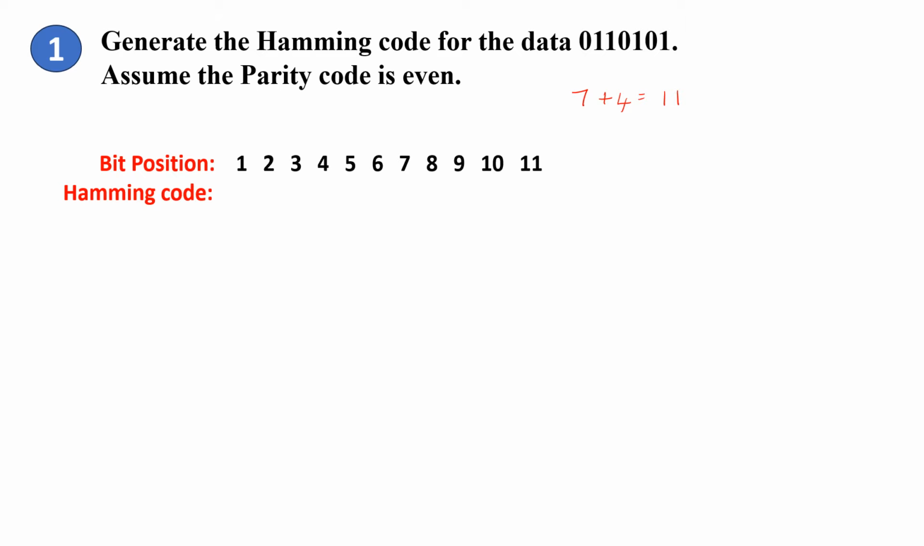Here we know the positions allotted for the parity, which I already explained in my previous video. The positions allotted for the parity are the first position P1, then the second bit position P2, then the fourth, P4, then the eighth, P8. The rest of the positions are for data. So here the data bits will come: D3, D5, D6, D7, D9, D10, D11.